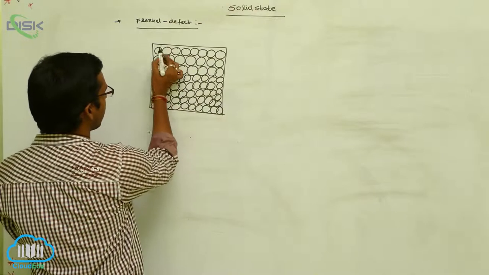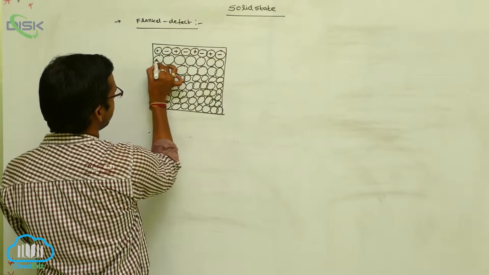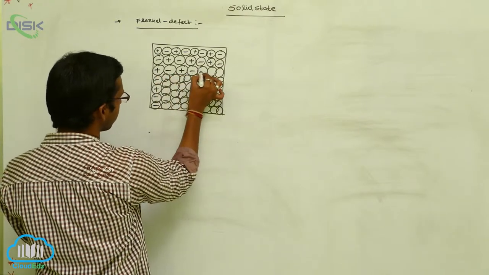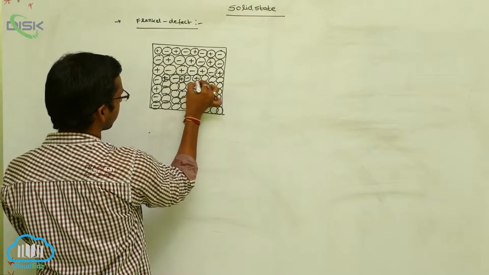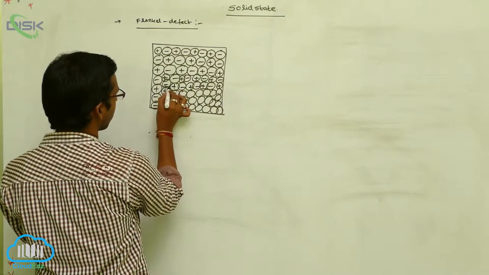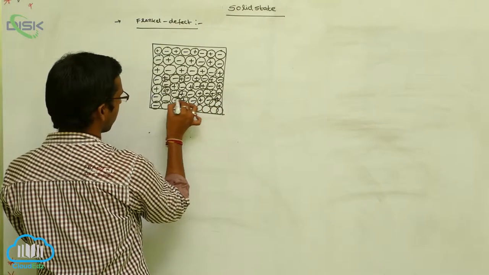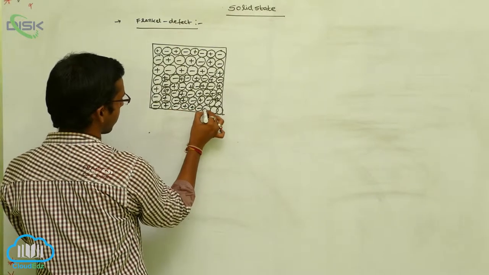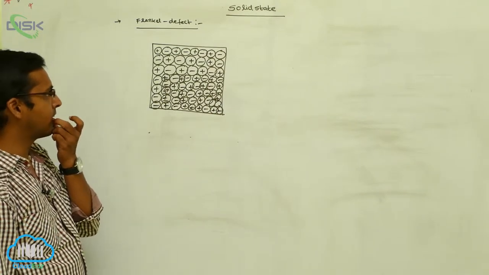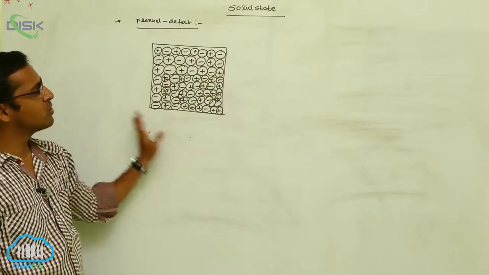In that arrangement, for example, here this is plus. Automatically the plus is attracted by minus: plus, minus, plus, minus, plus, minus. So this is a regular arrangement of atoms and molecules in a regular pattern. The positive charge is associated with negative charge. In this crystalline solid state, there is no defect, just a particular arrangement.